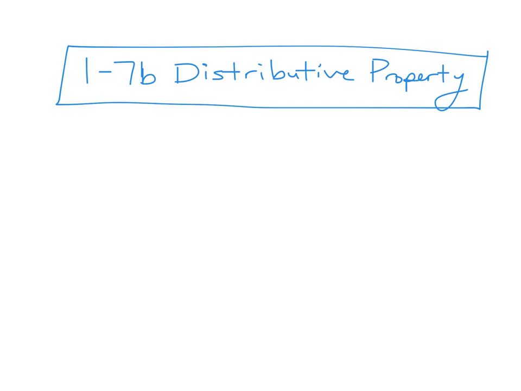Okay, so 17b. The first thing we're going to talk about is the multiplication property of -1, essentially. Do you remember what happens if I take a -1 and I multiply it by something? It becomes the opposite of whatever we multiplied by, right?